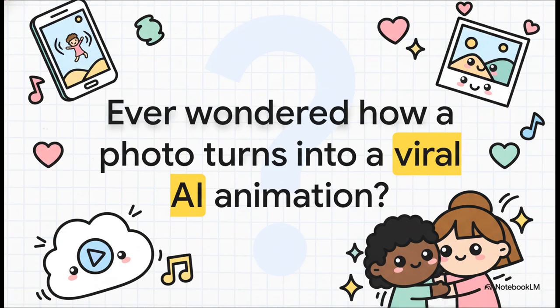You've seen them everywhere, right? The AI yearbook trend? Or those photos that suddenly start talking and singing? Or even those animations where two people are hugging who've never even been in the same room. So how on earth does one single picture transform into a moving, stylized video in just a few seconds?